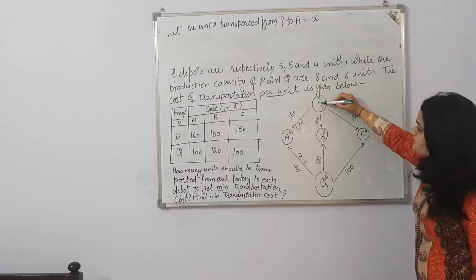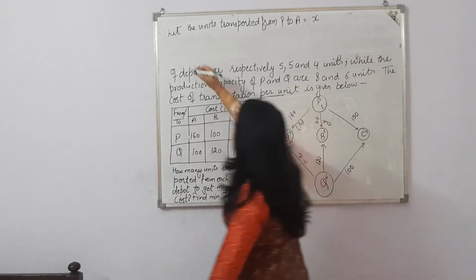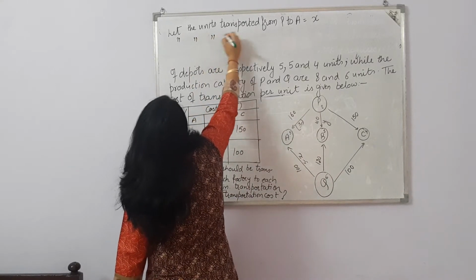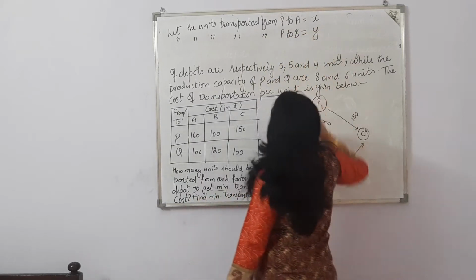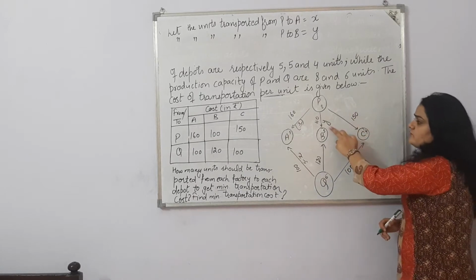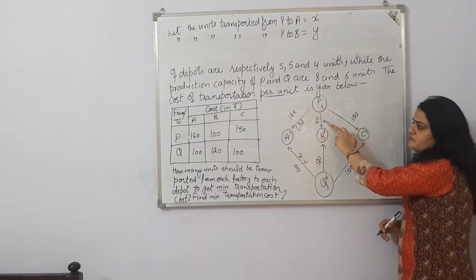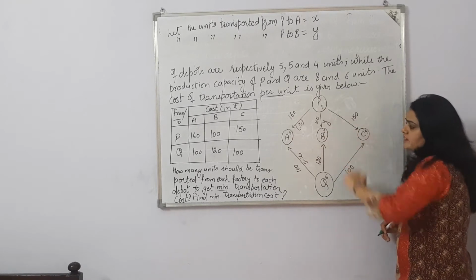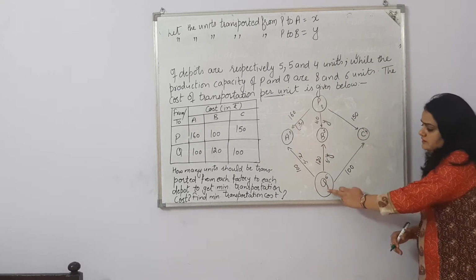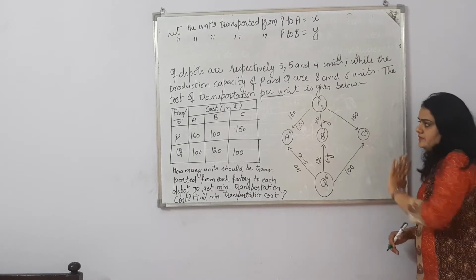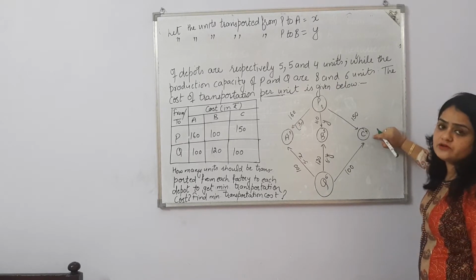Now, if P is delivering Y units to B, let Y be the units transported from P to B. If Y commodities are transferred from P to B, again it has the storage capacity of 5 units. If he is receiving Y from P, then he has a capacity of 5 minus Y units that he can take from Q factory. Now, P is also giving to shopkeeper C or depot C.